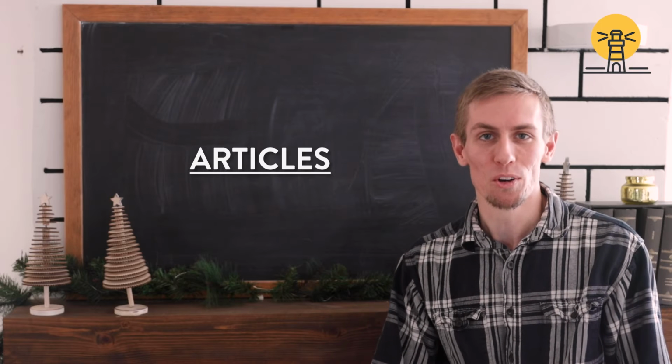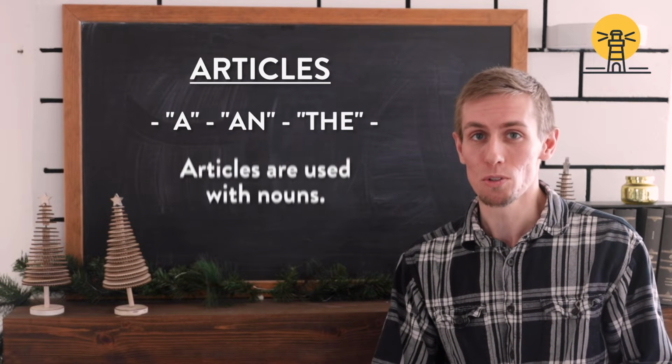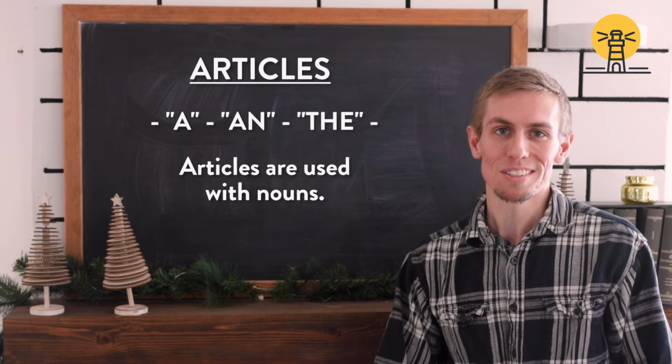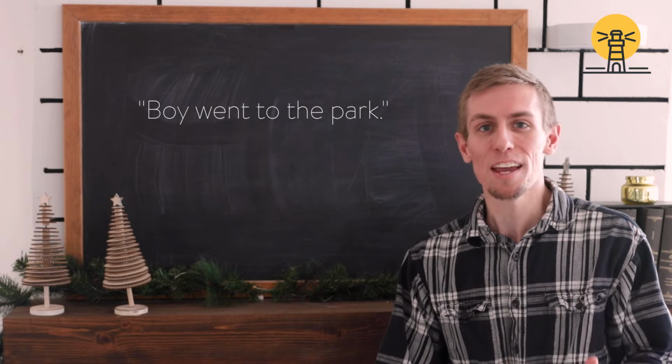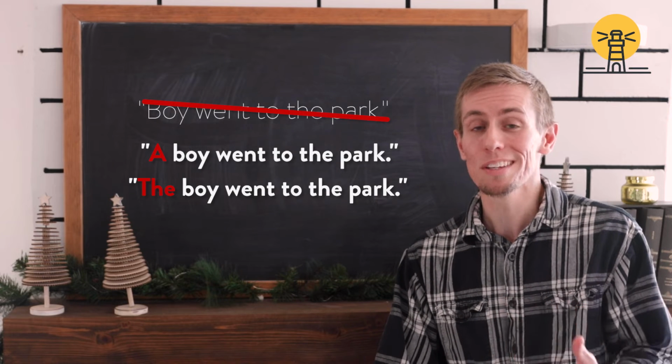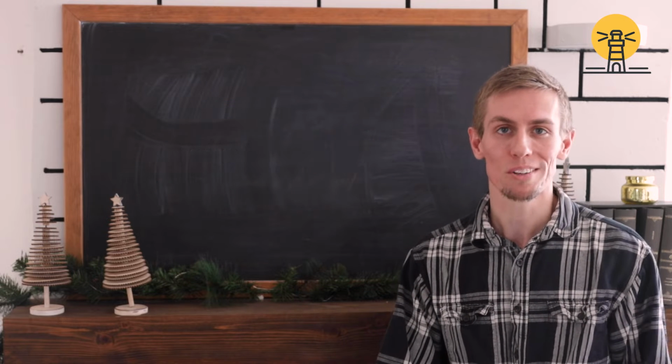Let's talk about articles, such as a, an, and the. We use articles with nouns. In a sentence, we can't just say, "Boy went to the park." We have to say, "A boy went to the park," or "The boy went to the park," or "Our neighbor's boy went to the park."